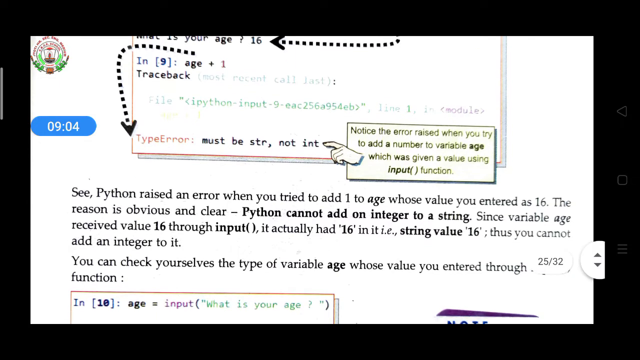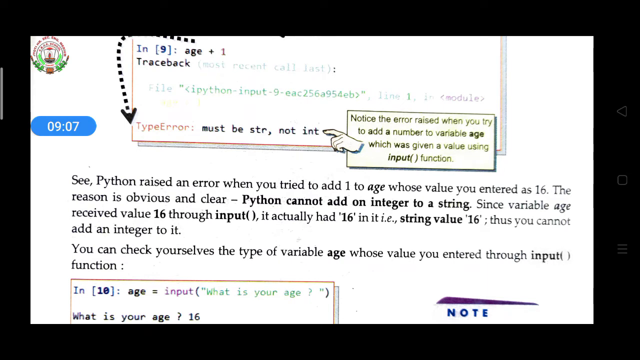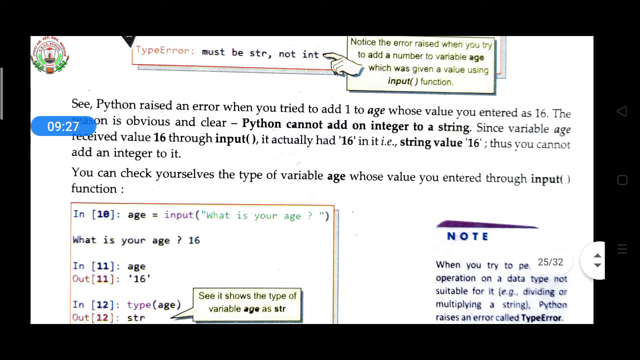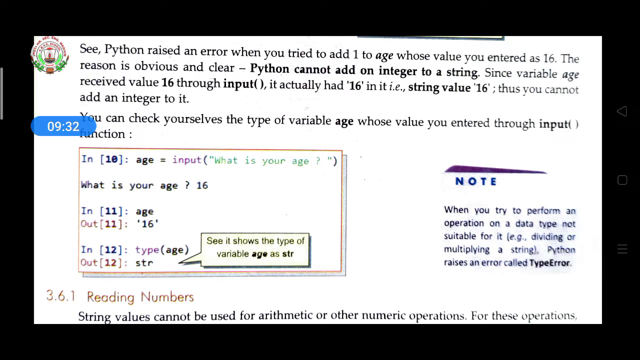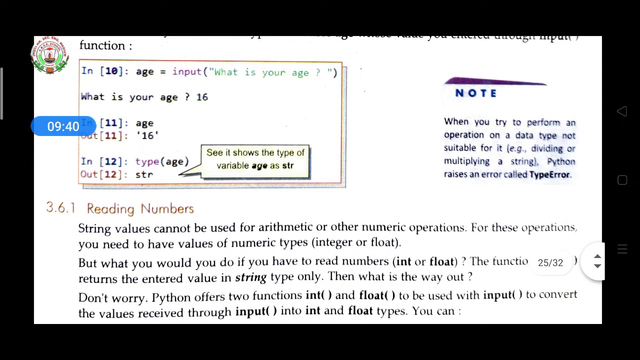The reason is obvious and clear. Python cannot add an integer to a string, since variable age receives the value 16 through the input function. So one string and one integer will not add. Age is a string, thus you cannot add an integer to it. You can check yourself the type of variables whose values are entered through the input function. It is also given here, the type of variable.